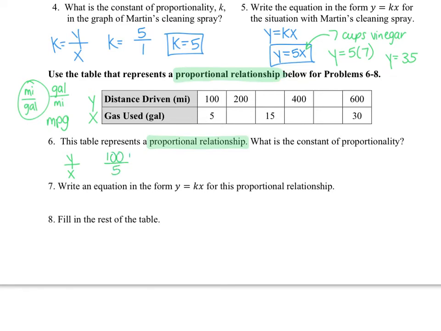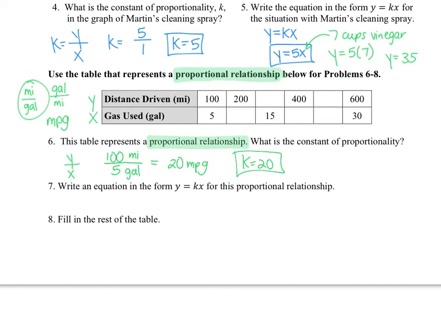So for 100 miles, 5 gallons were used. And so we can find miles per gallon. We can find that k value, which is 20. So this car gets 20 miles per gallon. So k equal to 20, that is your constant of proportionality.